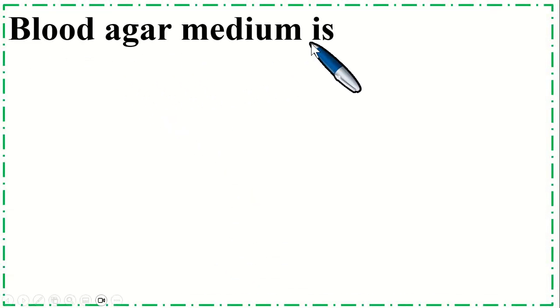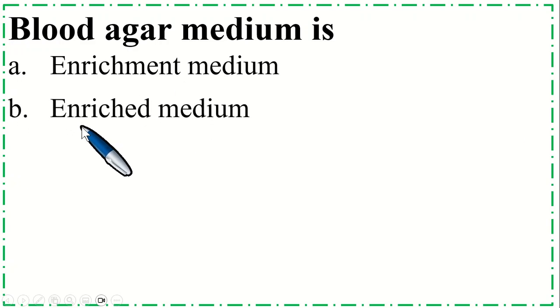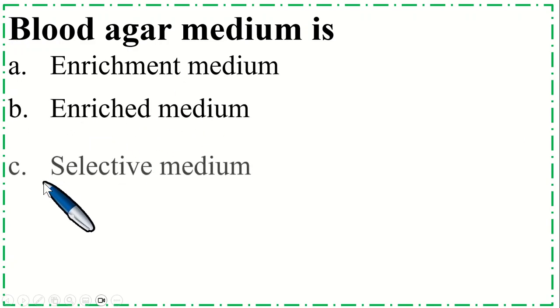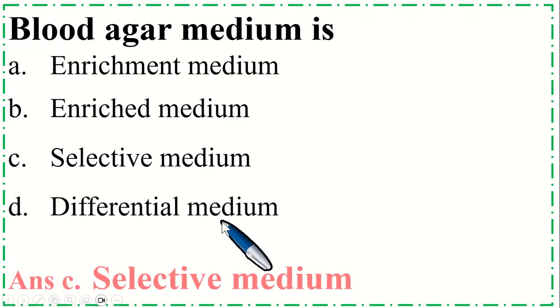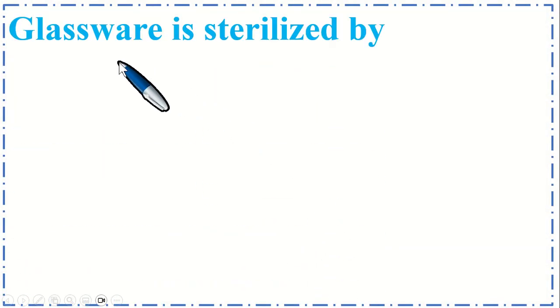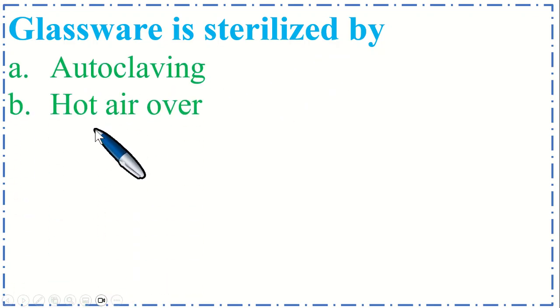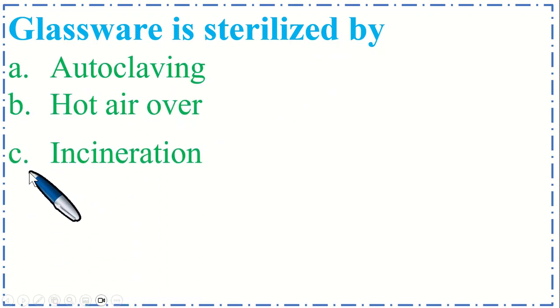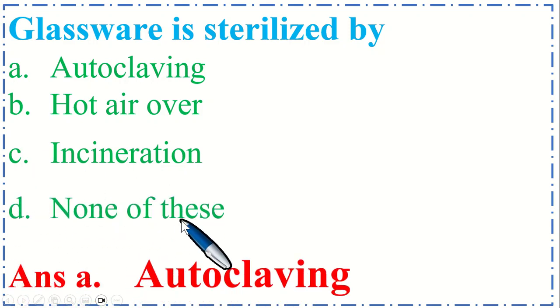Blood agar medium is option A, enrichment medium. B, enriched medium. C, selective medium. And option D, differential medium. So the correct option is C, selective medium. Glassware is sterilized by option A, autoclaving. B, hot air oven. C, incineration. And option D, none of these. So the correct option is A, autoclaving.